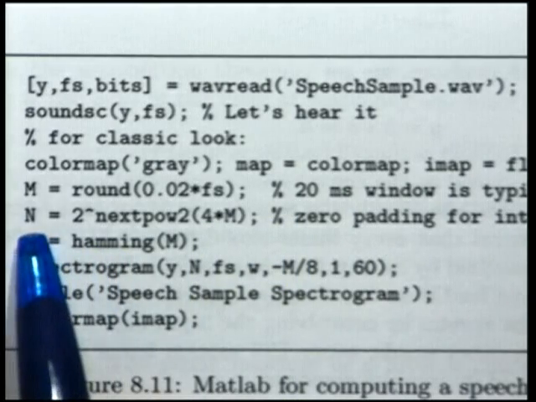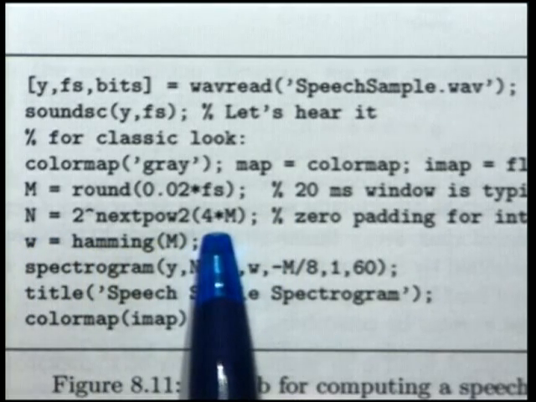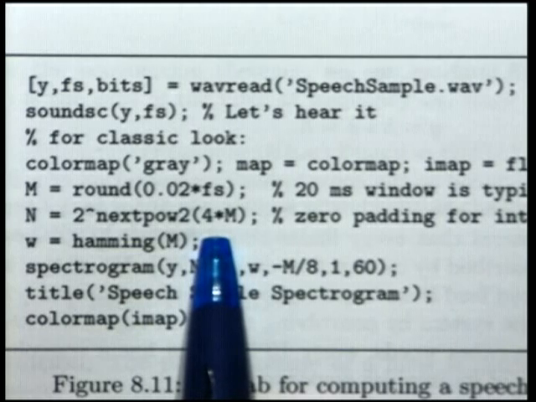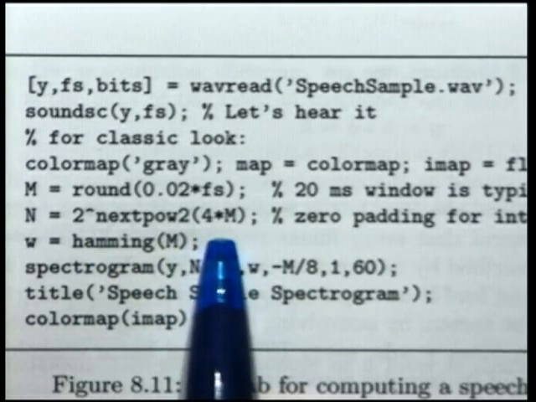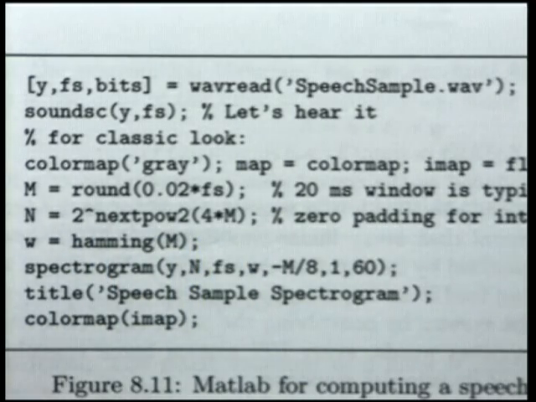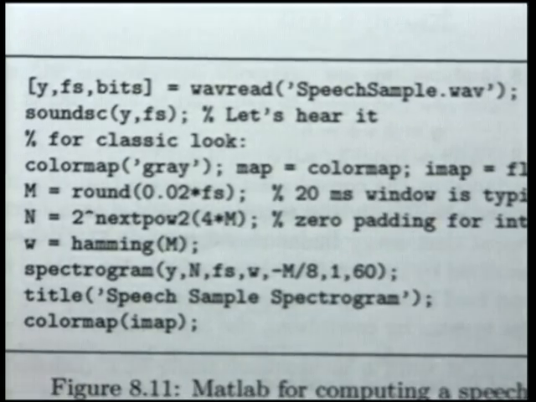And this computes the FFT size as the next power of 2 larger than or equal to 4 times the window length. So what we're saying here is that we want at least a factor of 4 zero padding. And it might be a lot more than that if 4 times the window length is not anywhere near a power of 2. We'll go almost to a factor of 8 zero padding.